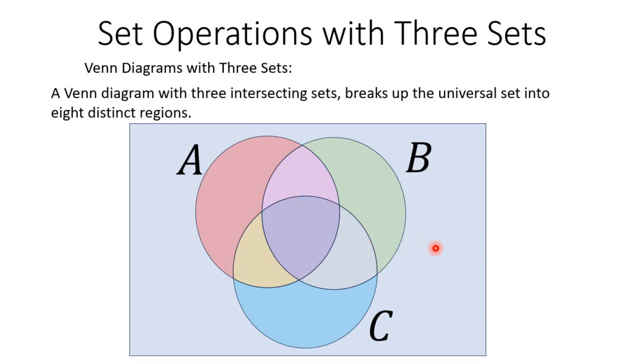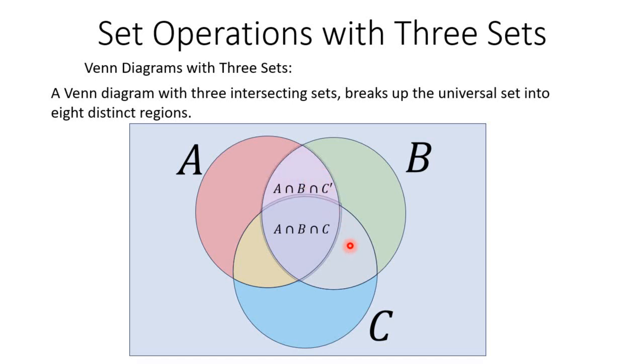The first disjoint subset that I want to look at is the intersection of all three sets A, B, and C. So that's A and B and C. And then the next one I want to look at is the intersection of only A and B with the exclusion of set C. So that's A and B and not C.